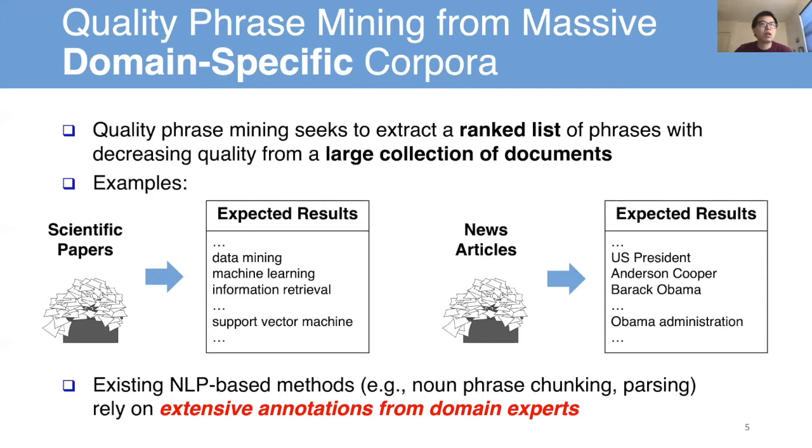There are many existing NLP-based methods like noun phrase chunking and parsing. They can give you some phrase lists, but most of them rely on extensive annotations from domain experts. Once you train a model for news articles, you cannot apply that directly to scientific papers. You will need some additional human annotation to fine-tune or retrain your model to make it work for a new domain. So this is not something we want. We want a more automatic way.